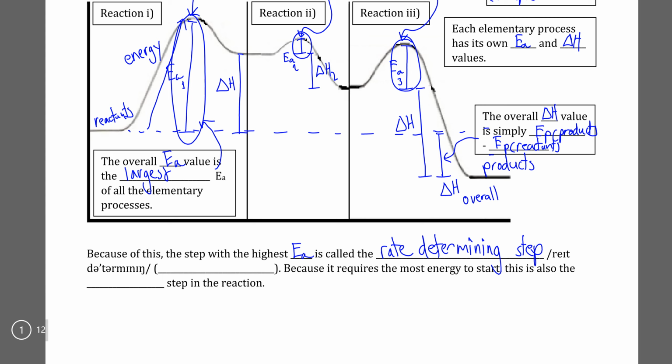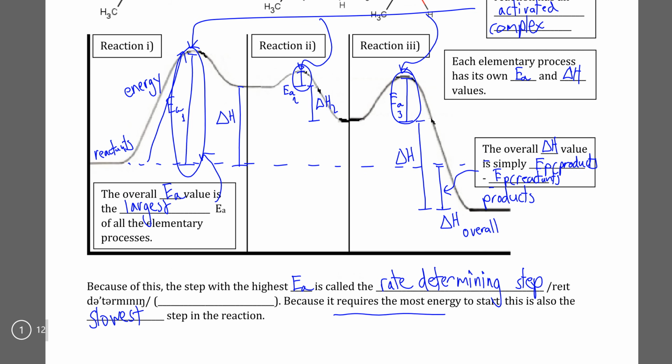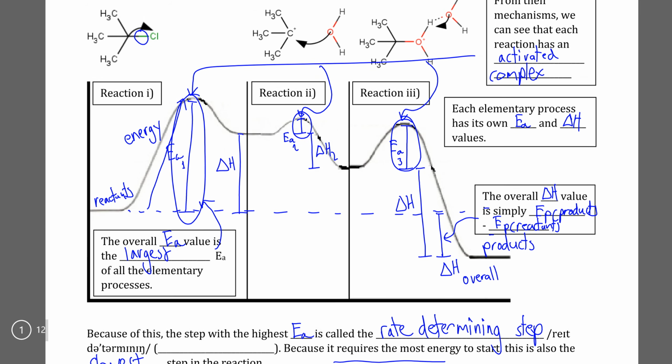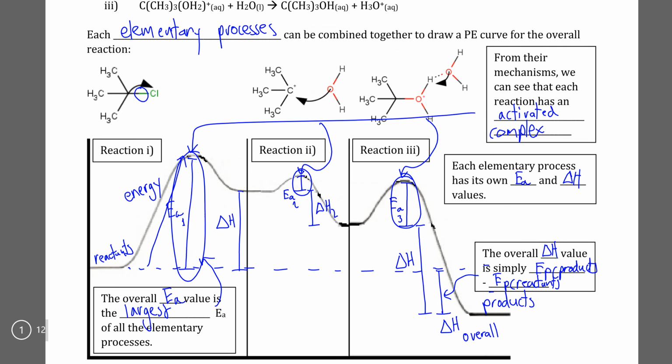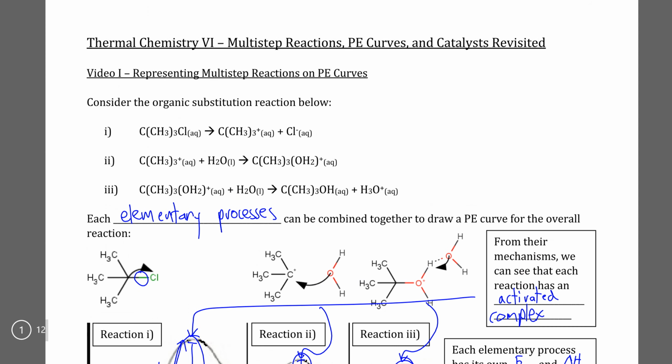Because this reaction requires the most energy to start, this is also going to be the slowest step that occurs in the reaction because it requires the largest energy input in order to overcome. In the next video, we are going to expand on this notion of multi-step potential energy curves by looking at how catalysts influence the overall process of a chemical reaction with respect to potential energy.